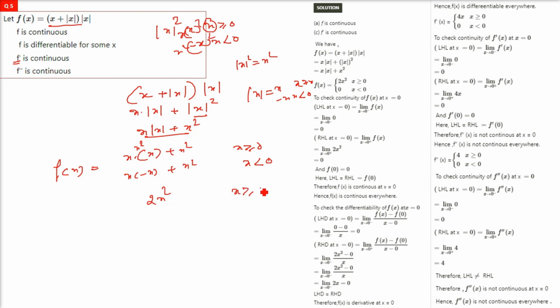So x is greater than or equal to 0. x is less than 0. What do you get? x into minus x is minus x square plus x square. These both get cancelled. You get a 0. So f(x), this is the final f function which we have to use.